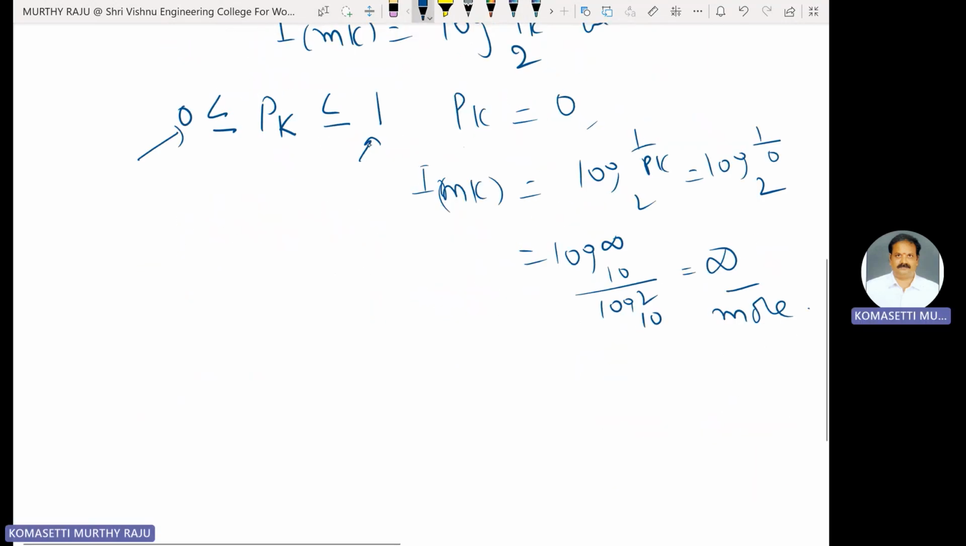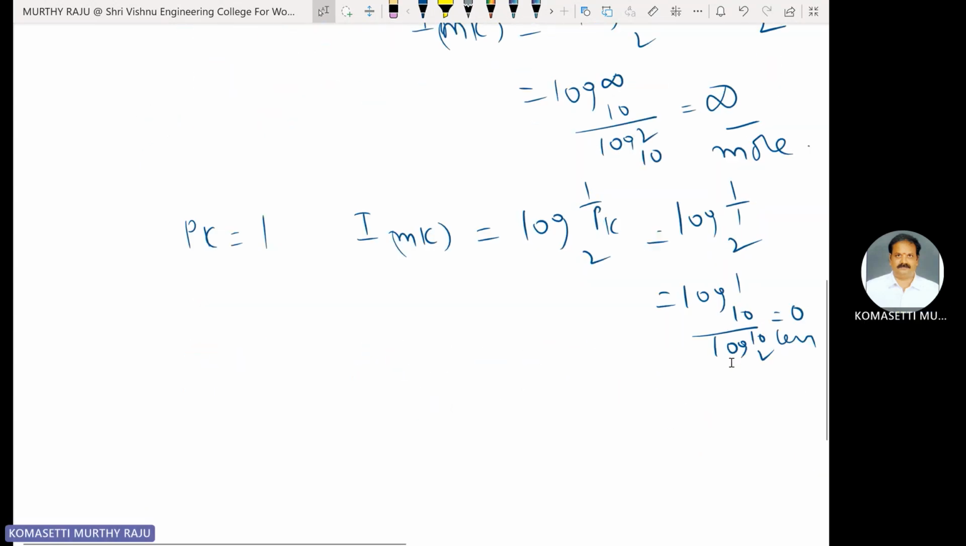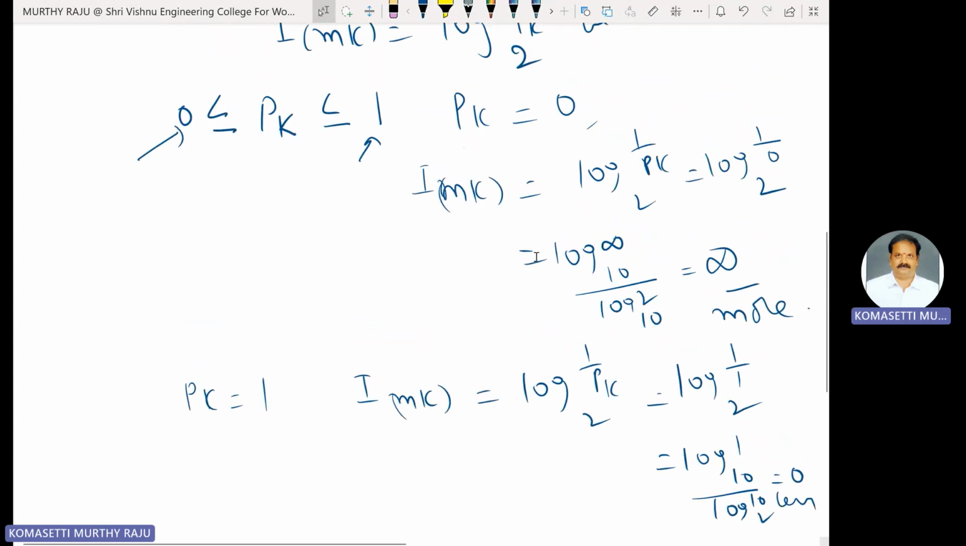For certain events, the probability of occurrence is 1. Example is the sun rises in the east, a truly occurred event. Let PK is equal to 1. Therefore, I of MK is equal to log 1 by PK base 2, log 1 by 1 base 2, that is equal to log 1 base 10 by log 2 base 10, that is equal to 0. Less information.